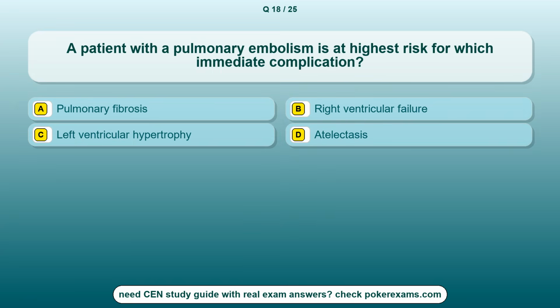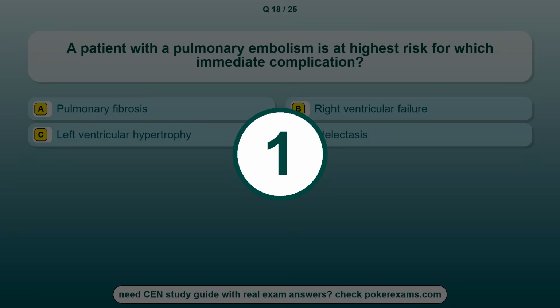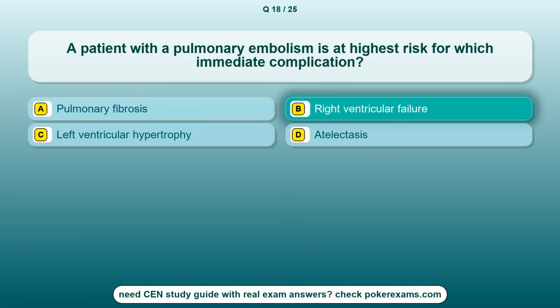Question 18. A patient with a pulmonary embolism is at highest risk for which immediate complication? Option A, pulmonary fibrosis. Option B, right ventricular failure. Option C, left ventricular hypertrophy. Option D, atelectasis. The correct answer is option B, right ventricular failure.